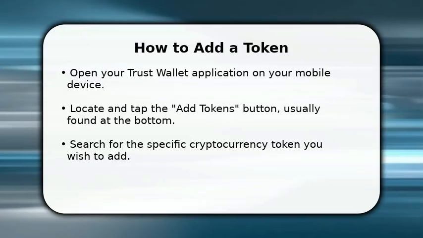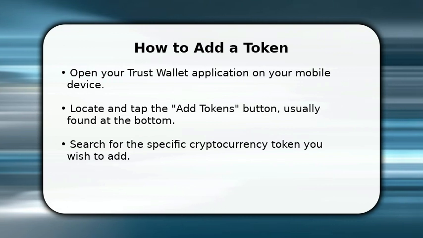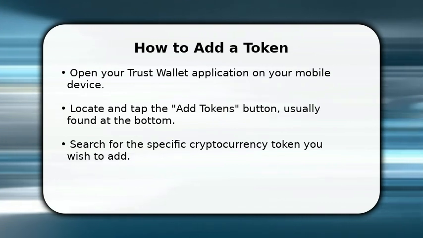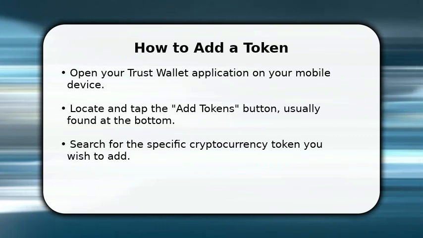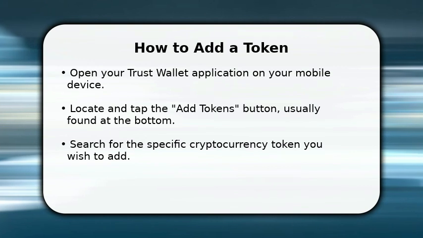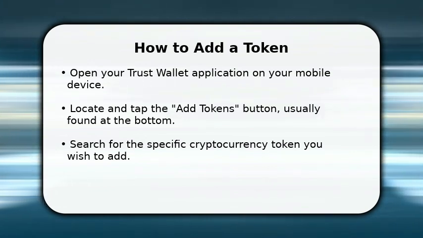In this video, I will show you how to add a token on Trust Wallet. First, open your Trust Wallet application on your mobile device. Once it's open, look for and tap the Add Tokens button, which is typically located at the bottom of your screen. Then, you can begin by searching for the specific cryptocurrency token you want to add to your wallet. This initial search helps find many popular tokens quickly and easily.